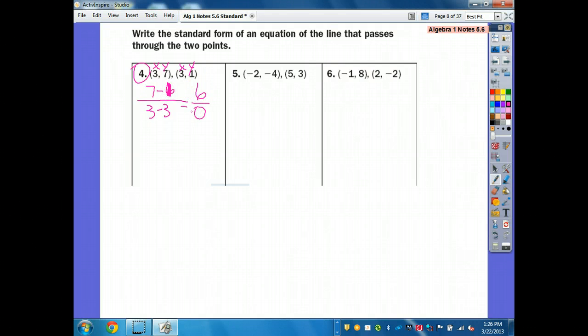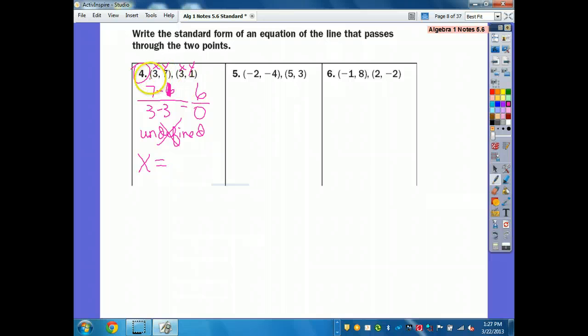And what kind of a slope is that? Undefined? What does that tell me? I don't have to do the rest of the steps, do I? So if it's undefined, what kind of equation is it, x or y equals? x equals. What does my x equal? 6.